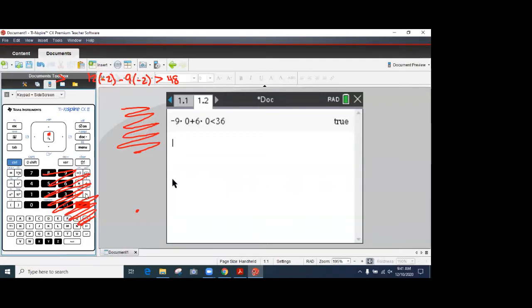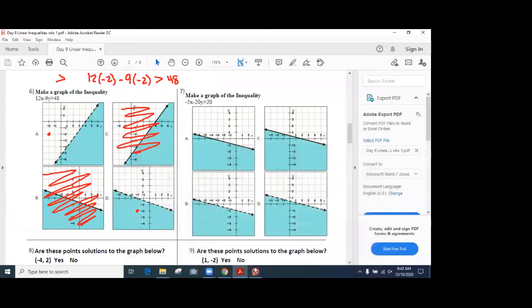And in the end, if they won't let you test 0, 0, then simply eliminate what you can eliminate. Go from there. So 12(-2) minus 9(-2) is greater than 48. All right. So like I said, make sure you practice typing this in. Okay, we hit enter. It says false. So I want the answer where it's not in the shaded region. So which of these has -2, -2 not in the shaded region? A. So A is our answer.